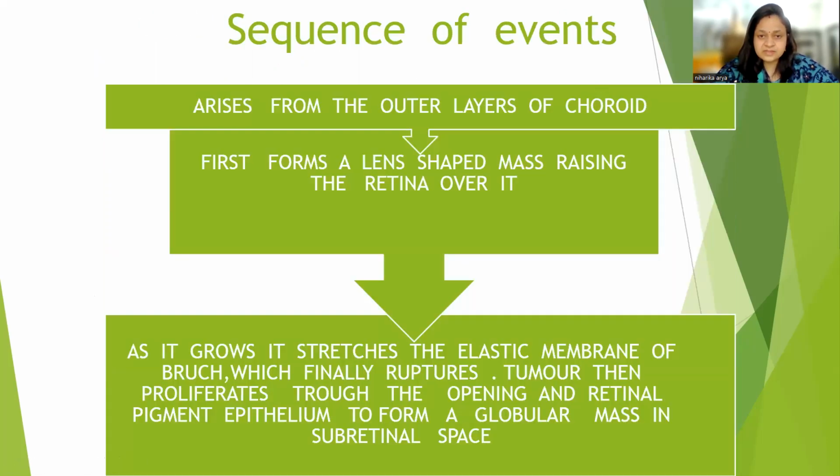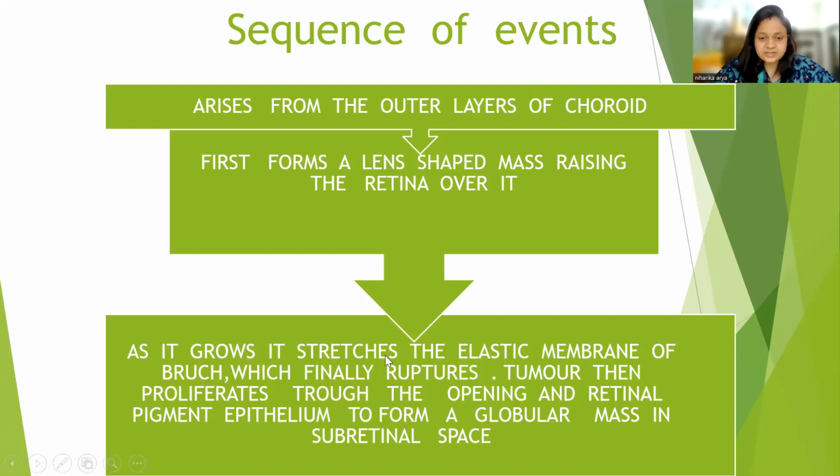The sequence of events: it arises from the outer layer of choroid. There are 3 layers of the eyeball, that is the retina, choroid and the sclera. So it arises from the outer layer of choroid. Then it first forms a lens shaped mass, raising the retina over it. It is in the shape of a concave lens.